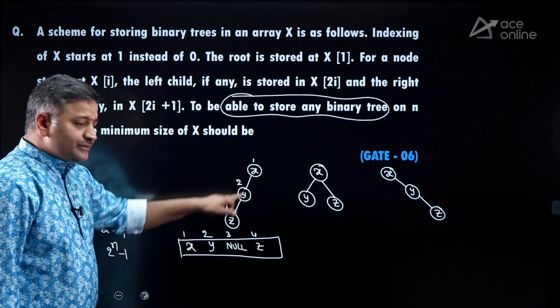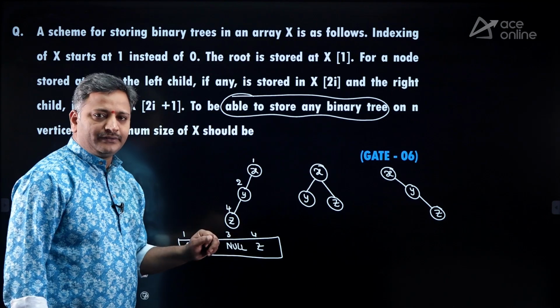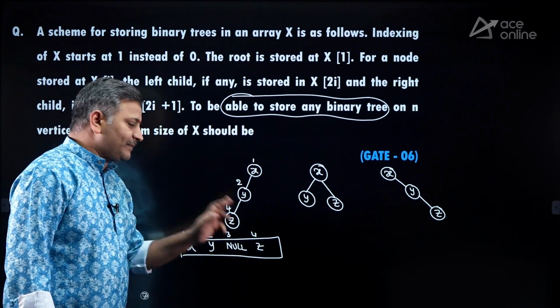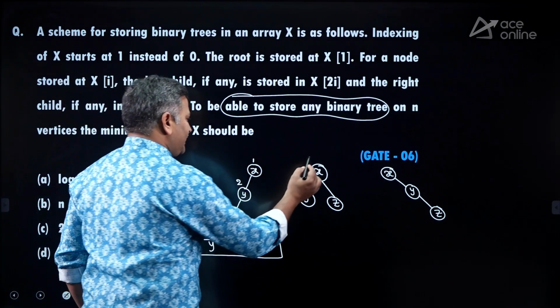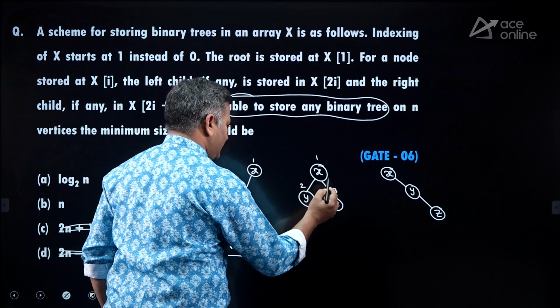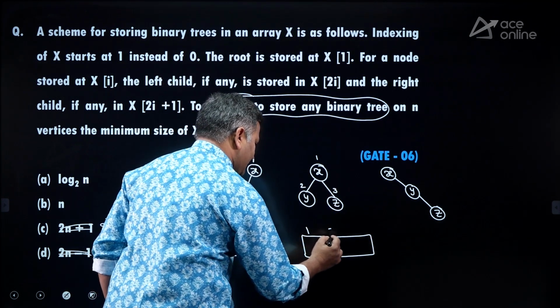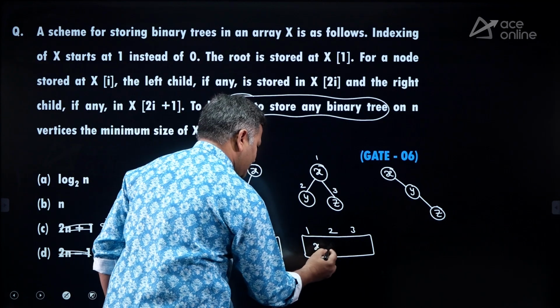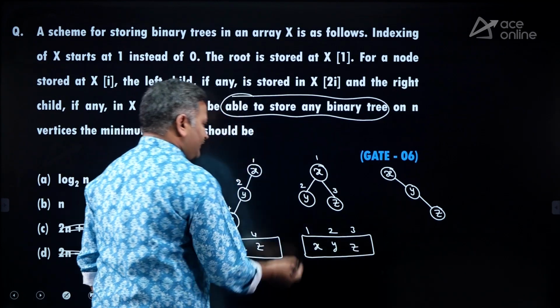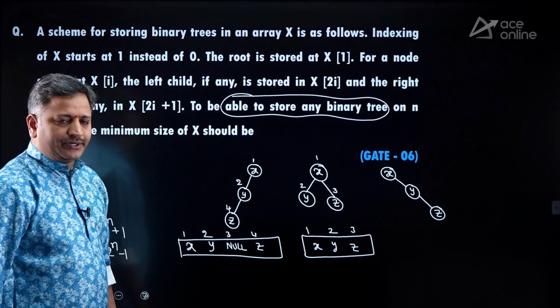So, for 3 nodes, size of the array is equal to n plus 1. For 3 nodes, size of the array equals n plus 1 in this case. Okay. So, if I take it as 1, 2, 3, first index, second index, third index, that is x, y, z. For 3 nodes, size of the array is equal to 3 now.